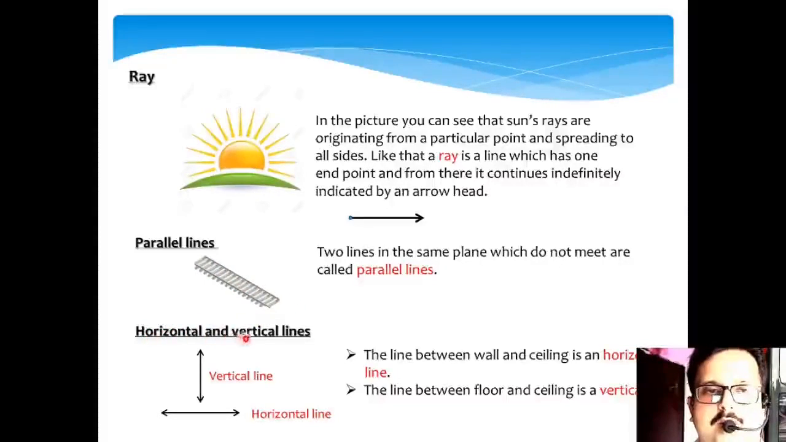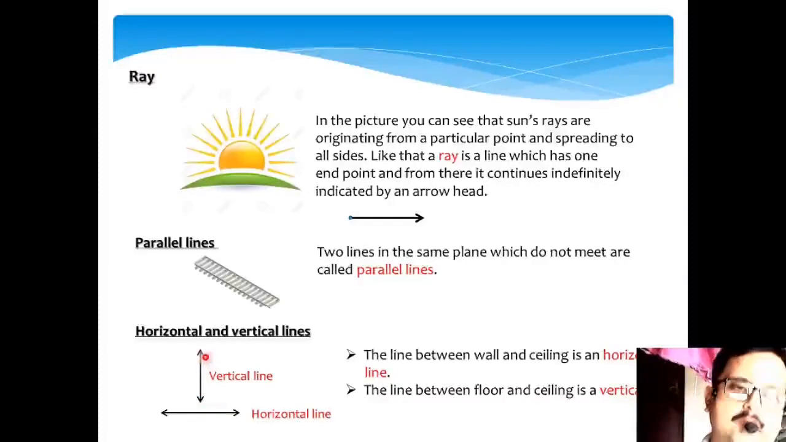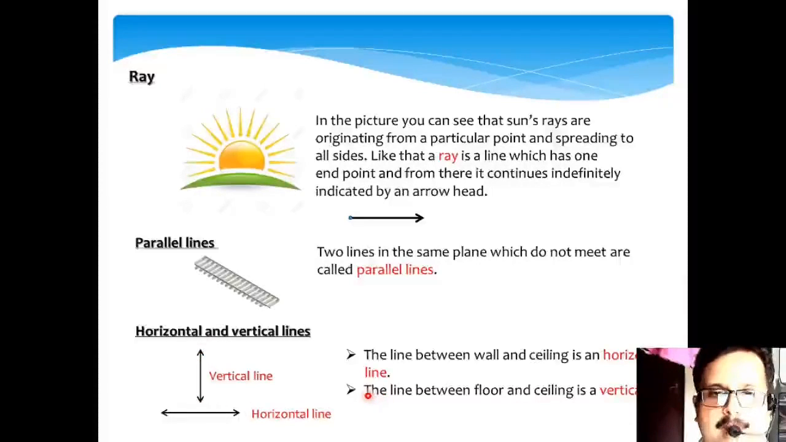Next one is the horizontal and vertical lines. Horizontal line is the one which is on the surface, and the vertical line is the one which starts from the surface and moves upwards or from upward to downward. For example, the line between wall and ceiling. Okay, the line between the upper part of wall and a ceiling is known as the horizontal line. So these are only examples, and the line between the floor and ceiling is the vertical line, like this. Okay, the line between the floor and ceiling is called the vertical line.